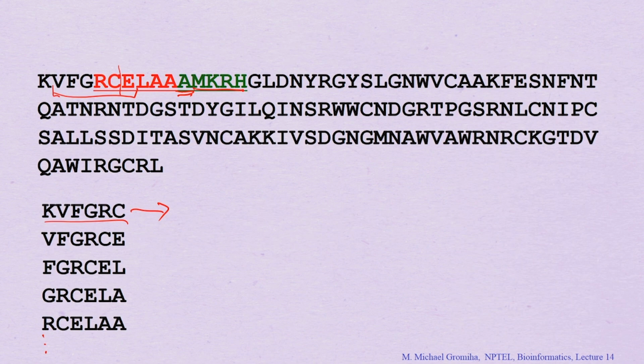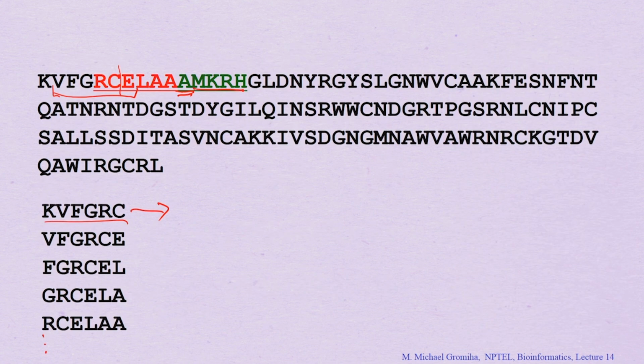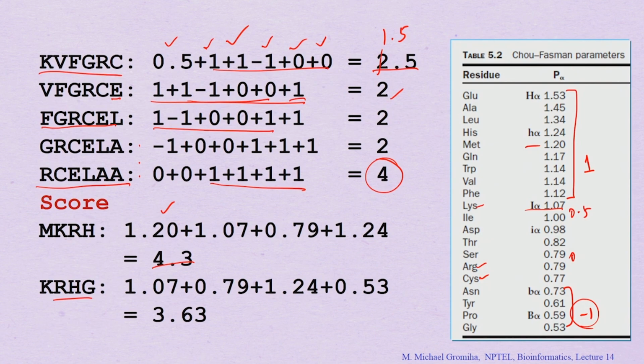The next one is K, lysine, which is also 0.5, and if you add the values, this will give you a value more than 4. You can extend up to this MKRH. Here you add M equal to 1.2, K is 1.07, arginine 0.79, histidine 1.24, and this value is 4.3. Then if you add one more, KRHG, the last four, the number goes down to less than 4.